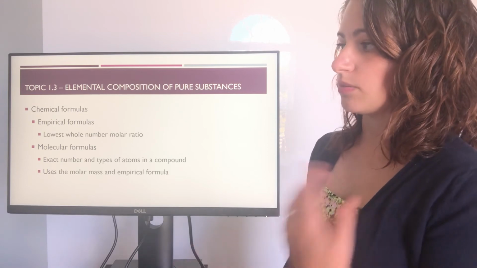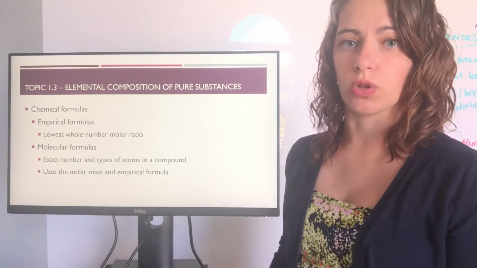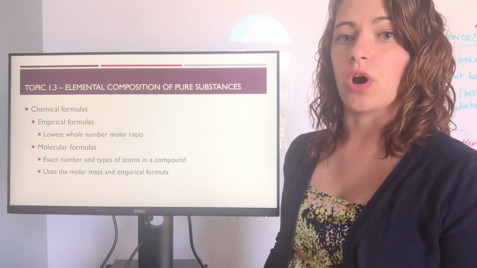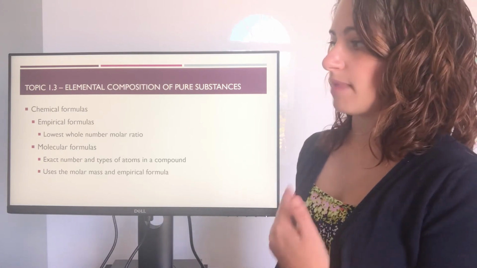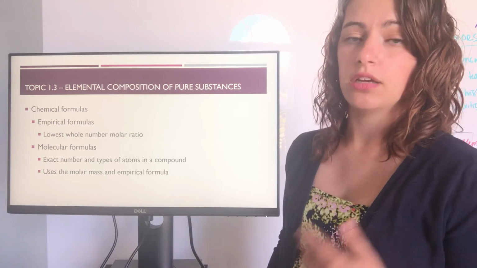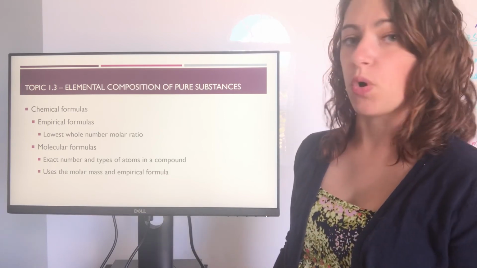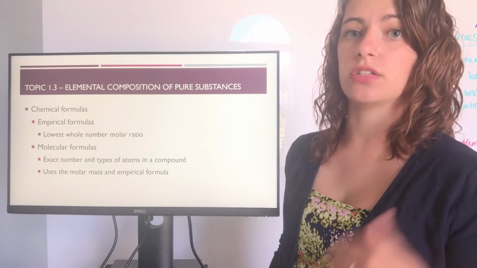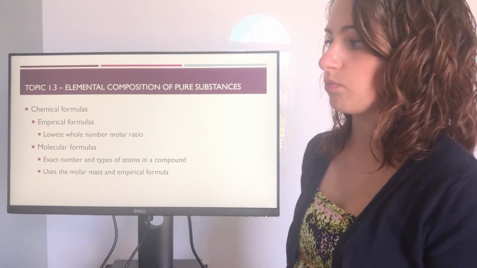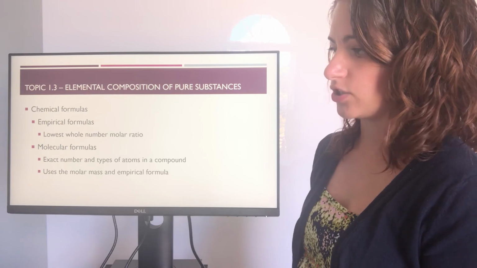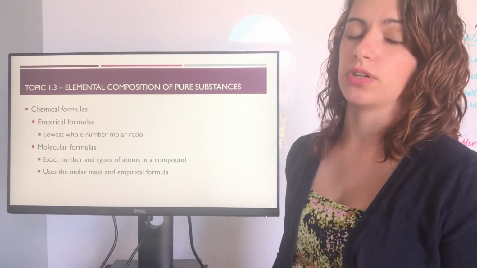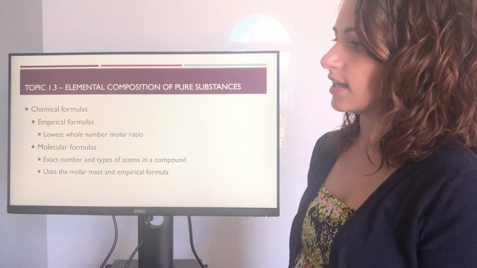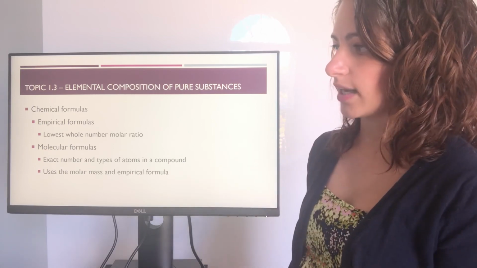Now, to get to the molecular formula, you'd have to know the molar mass of your actual compound. And like I said earlier, if you know the molar mass and you know the mass based on the empirical formula, you just figure out how much bigger the molar mass is of the actual compound compared to the empirical. If it's twice, you know you have to double all of your number ratios. If it's 3 times, you know you have to multiply each of them by 3, so on and so forth. So that's how you can get from your empirical to your molecular formula.